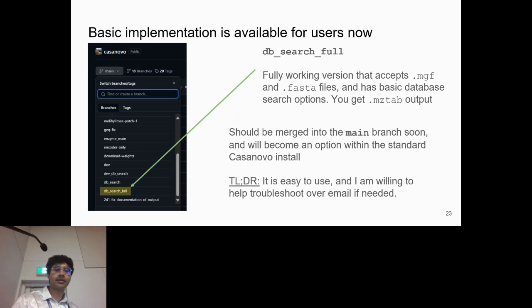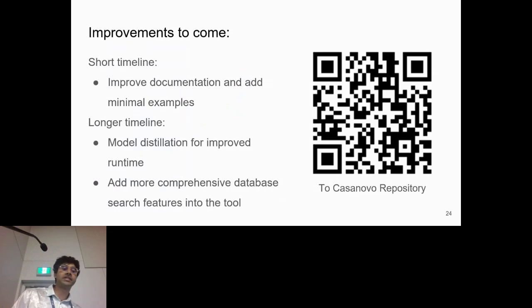And one last thing I'm going to go over is the improvements to come. First of all, we want to make sure this is really well documented so anyone can use this to either benchmark against or just use for their own purposes. And in the longer timeline, we want to do model distillation on Casanova DB, kind of prune or trim the fat, so we can improve the speed and runtime of this so you can do a lot more spectra in one run. And also we want to add more comprehensive database search features into the tool. We have some pretty basic ones right now, but those can obviously be expanded with a little bit of software engineering.